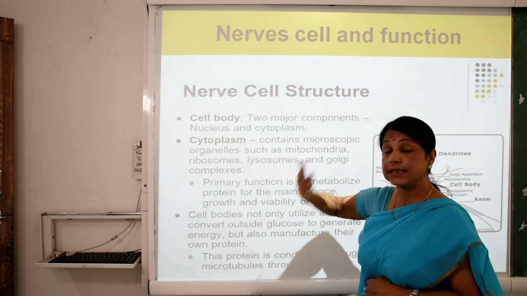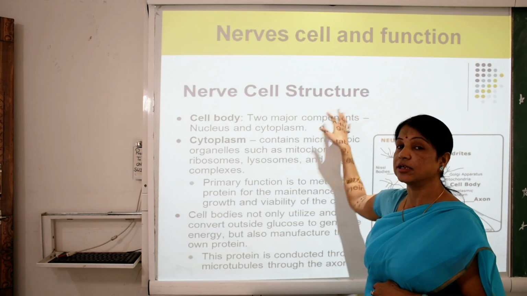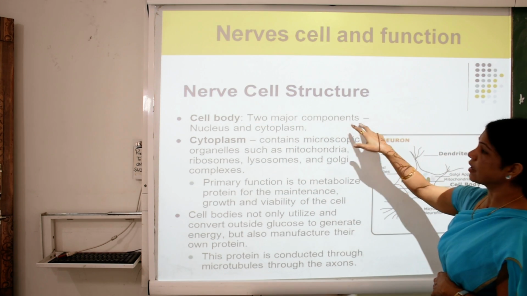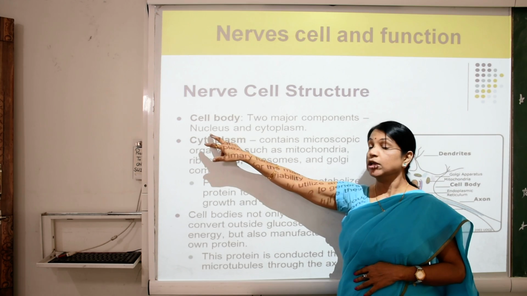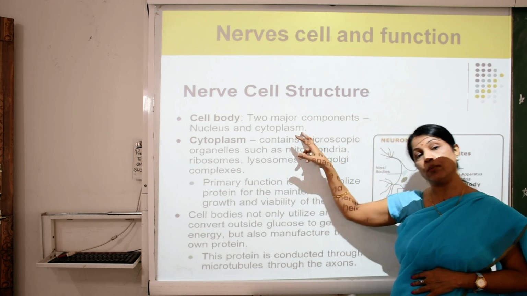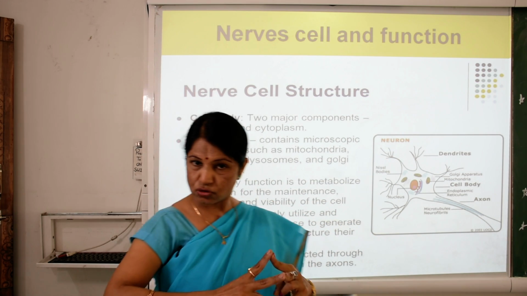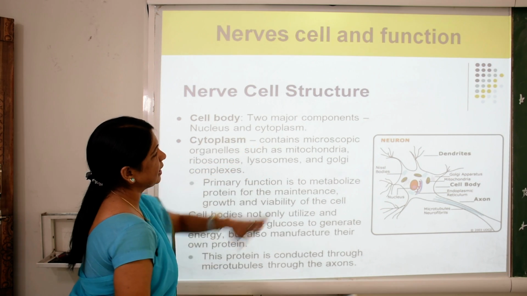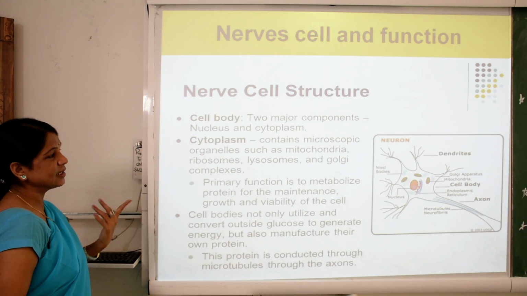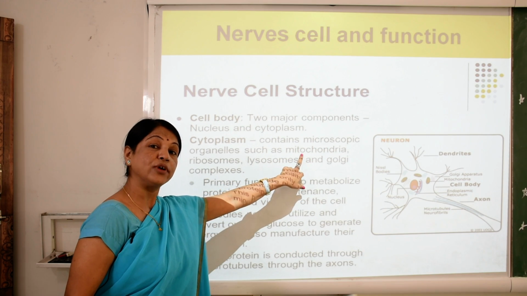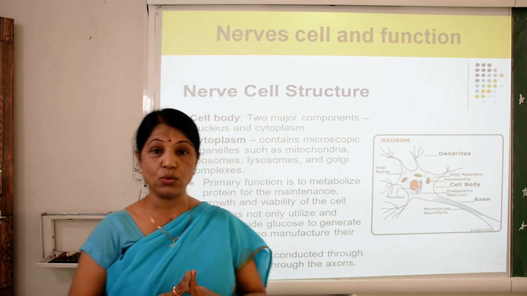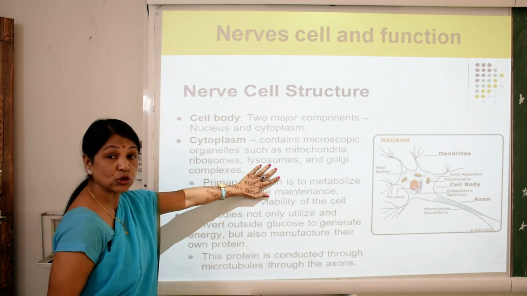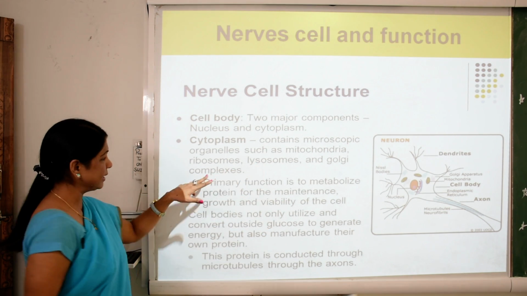Now further, what is the nerve cell structure? Now we are going to see the cell body, which has two major components. It is made of the nucleus and the cytoplasm. The cytoplasm contains microscopic organelles such as mitochondria, which is also called the powerhouse, meaning it has lots of power, and ribosomes, lysosomes, and the Golgi complex.